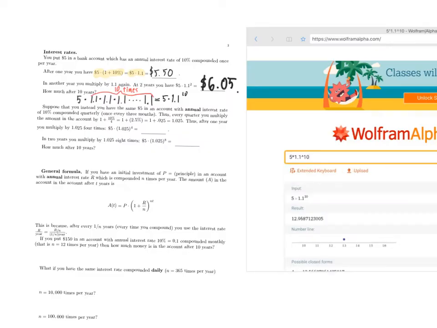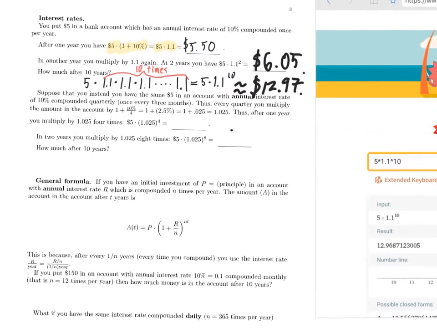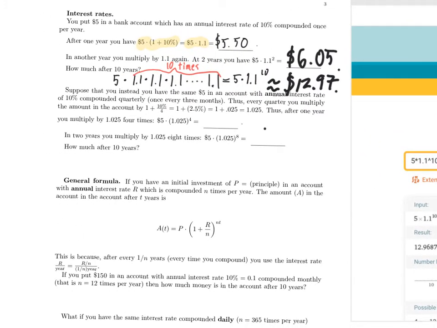After leaving this in the bank for 10 years, it looks like you more than double your money. You have $12.969, so let's just round that to $12.97. So in 10 years, you double that initial investment. That's what happens if you have your money in an account which compounds once at the end of the year, and it compounds 10% each time.